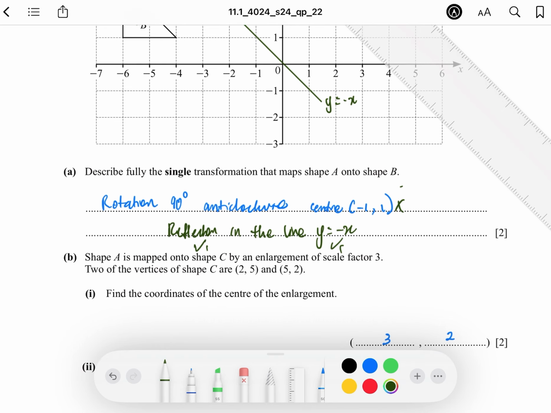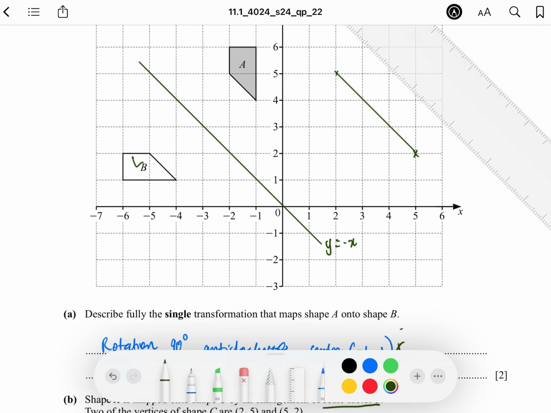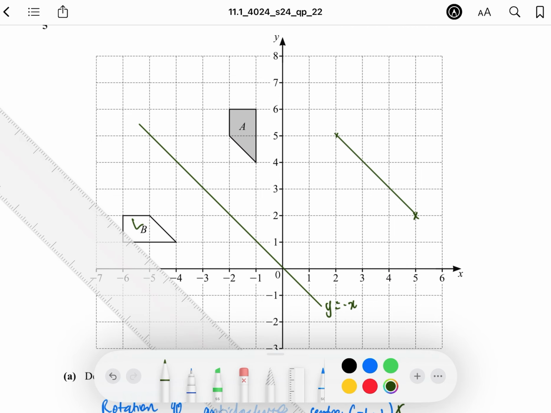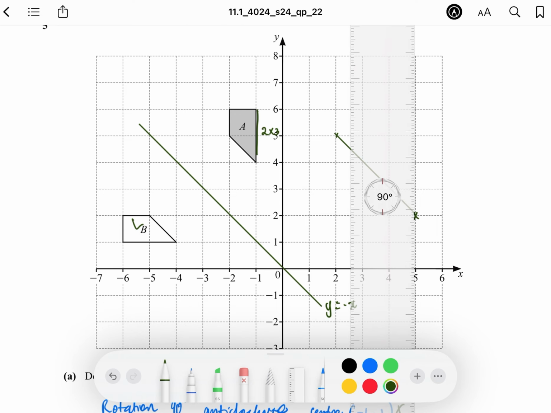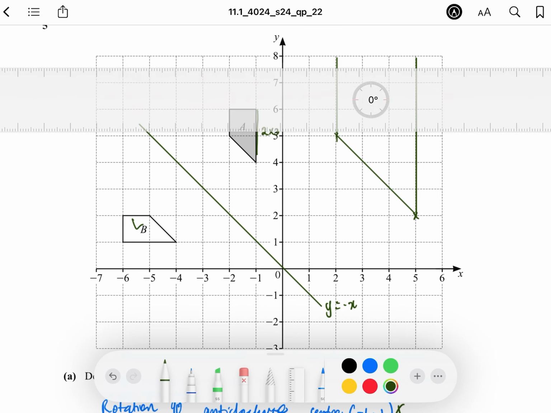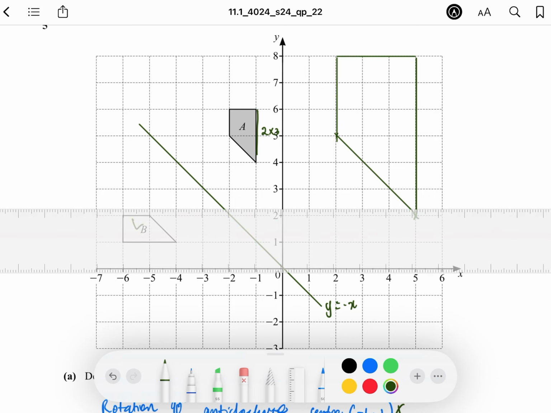Find the coordinates of the center of enlargement. What we can do, we can complete it if you want. If you choose not to, that's fine as well. But since we're given the scale factor 3, we can just proceed. So that's 2, times 3, that means 6. So the vertical line here is 6. Automatically the other side would be here. And then close it off, complete the shape. So that is your C.